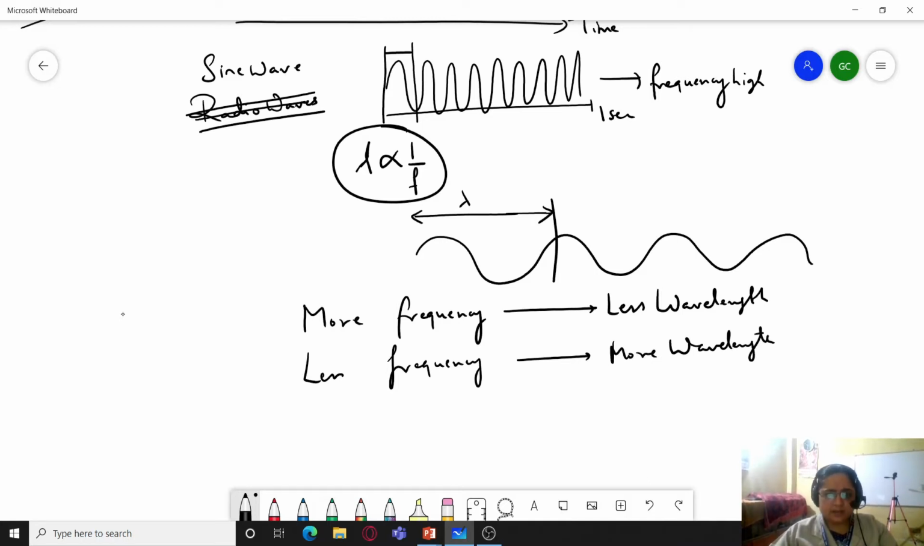The distance between two crests is known as a wavelength. These are the crests. So you can just consider it like this. This is the distance traveled by one propagation of the wave, that is, in one cycle. These are the rules which we have to keep in mind. The more the frequency, the less the distance traveled by the wave, and the less the frequency, the more the distance traveled.